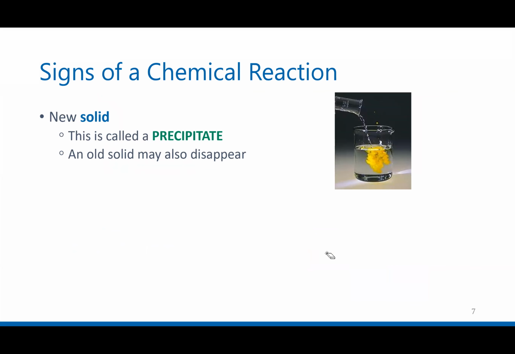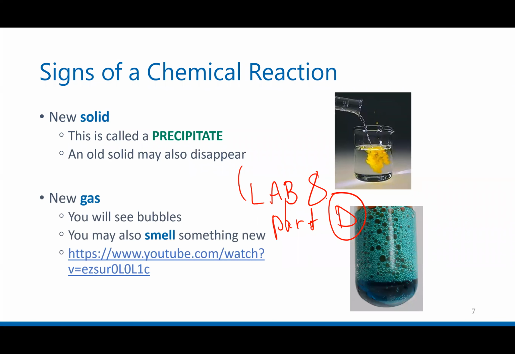Sometimes when you mix two chemicals together, you'll get a solid being formed. You did this in lab 8 this week in part D. So if any of you have done your lab this week, I would assume most of you have. In part D, you made a new solid called a precipitate. And then the final one is sometimes it just makes a gas. And that is also the sign of a chemical reaction.